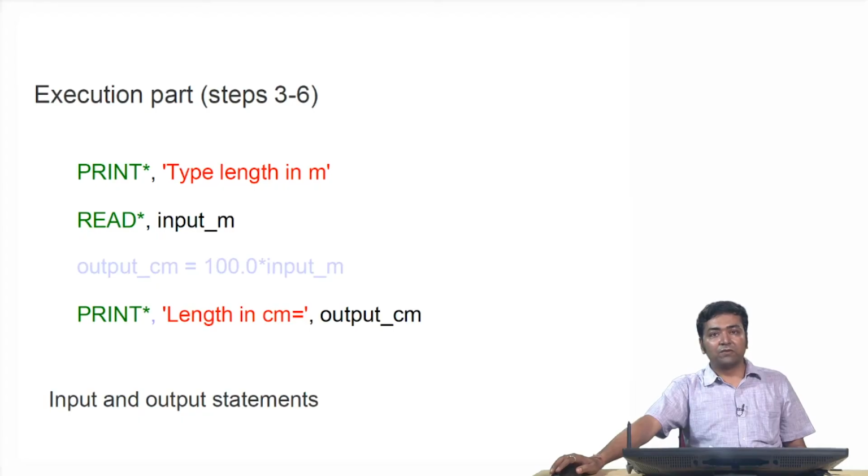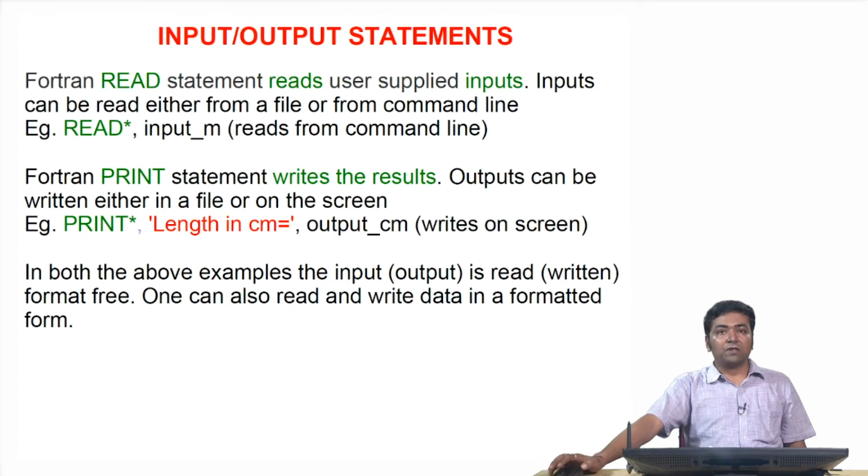Now we come back to this part. So, we have seen how to assign variables. Now, we will see how to do the input and the output statements. There are certain keywords in Fortran which allow us to read inputs either from a screen or from a file. The Fortran keyword for that is read.